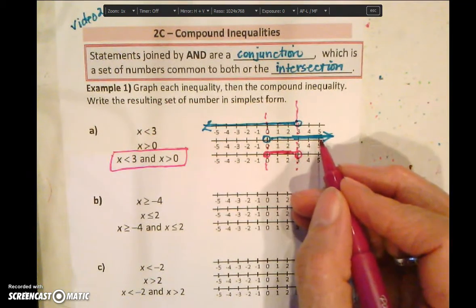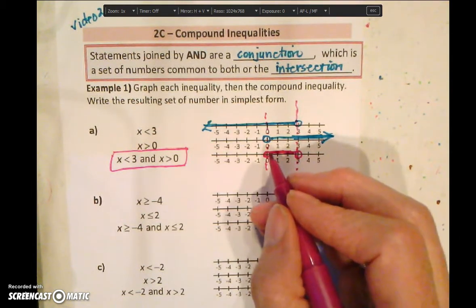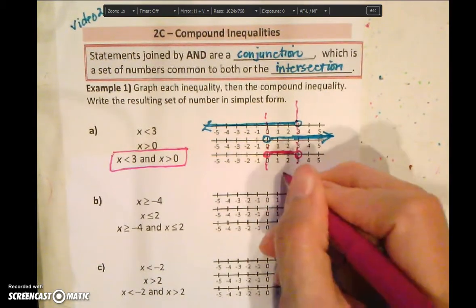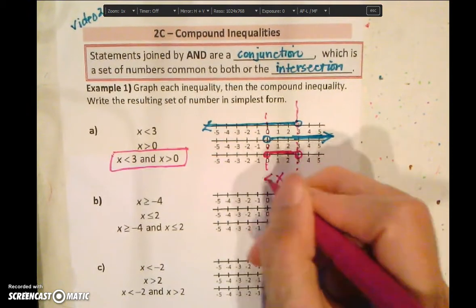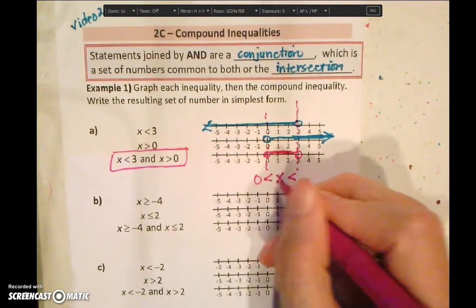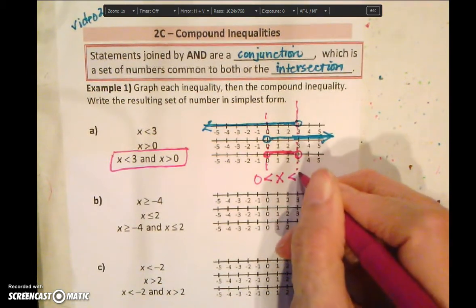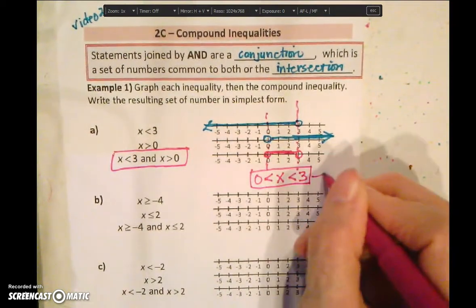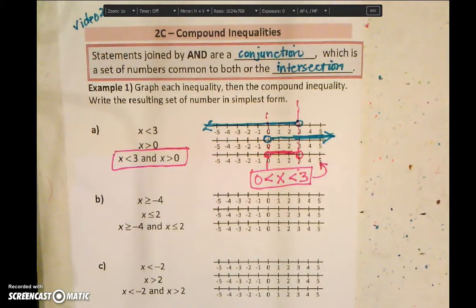So my solution then is this section right here, which is written as, I'm going to say that my x's, and I'm going to go this way, so 0 is smaller than the x's, and x is smaller than 3. So this is my solution to that problem. All right, so let's look at another one.